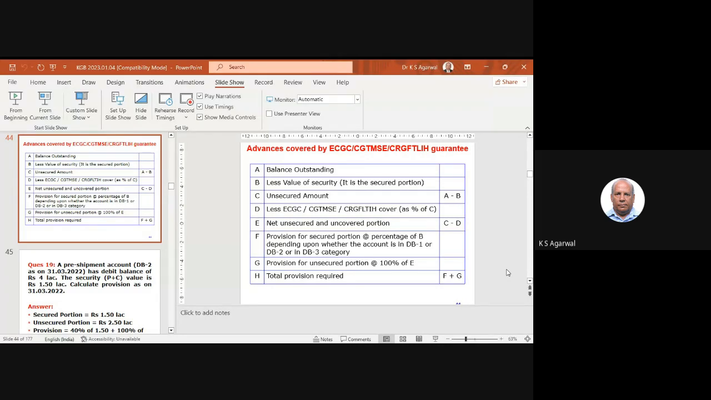The important thing is, say CGT, MSE cover is 50% or 60%. When I have to apply this 60%, first I have to deduct value of security from balance outstanding. And whatever remains, thereon you have to apply the percentage.